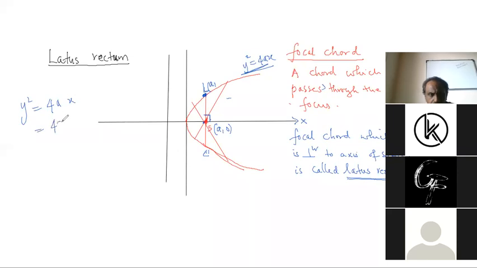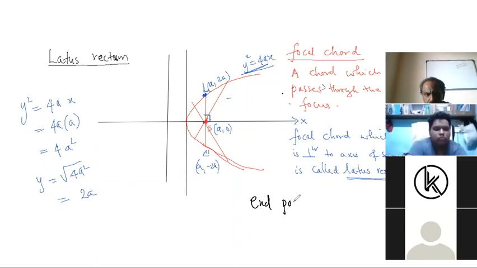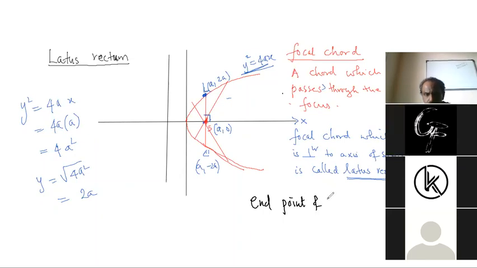When the x coordinate became a, what will be the y value? 4a square. Root of 4a square. So how much will that be? 2a. In fact, you get plus or minus 2a, one over here and one over here. So my conclusion is, the endpoints of the latus rectum are a comma 2a as one endpoint, and a comma minus 2a as the other endpoint.